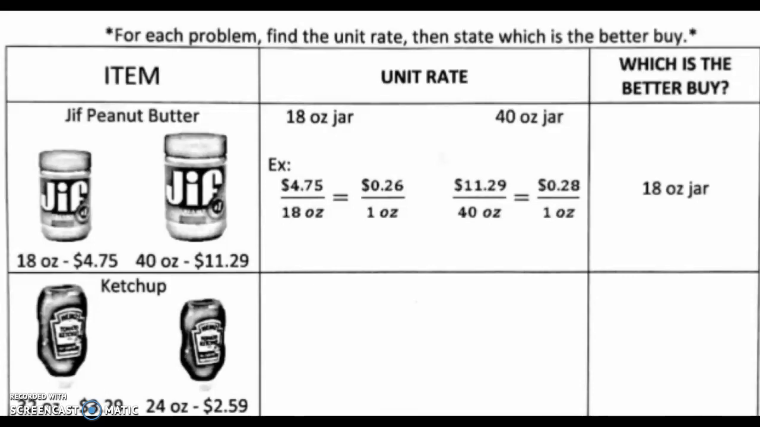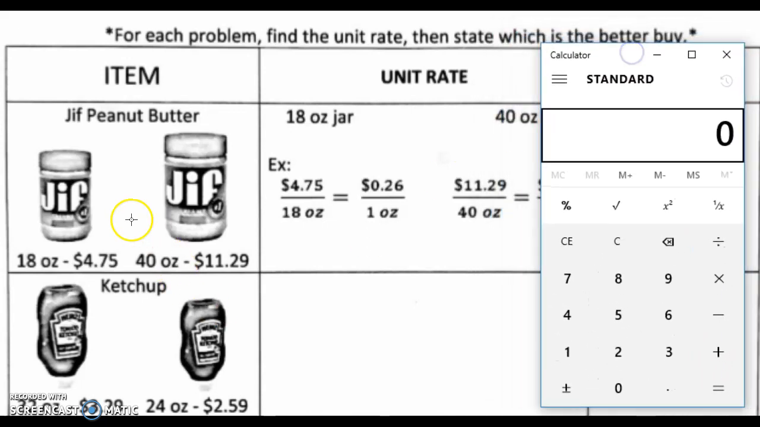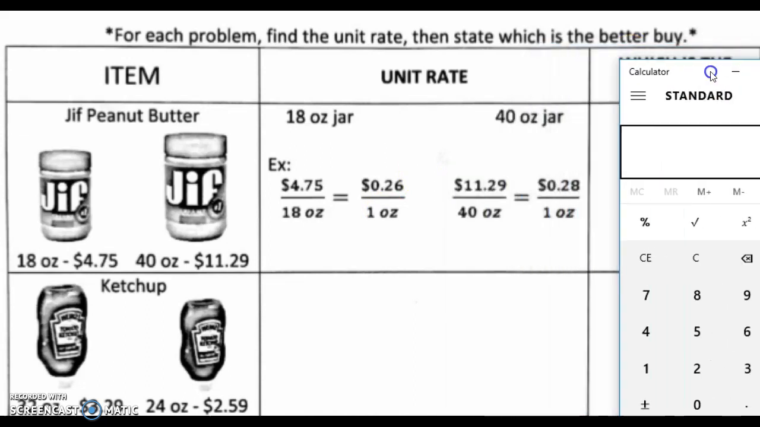Hello, so this is how you do this assignment on which is the better buy. On this assignment, we're actually able to use a calculator, so that makes things a lot easier. What we are doing is comparing these two items, right? One is 18 ounces at $4.75. The other is 40 ounces at $11.29. So what we need to do is find the unit rate to figure out which unit rate is cheaper, so which is the better buy.